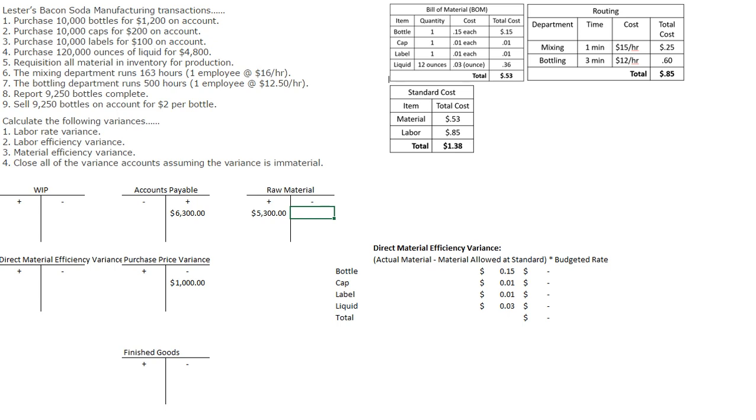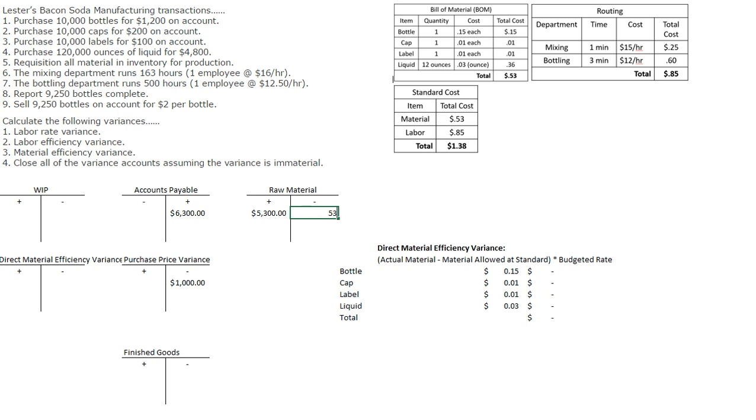So what happens is someone goes to the warehouse, says, I need all the material we have on the shelves, and it's $5,300. Okay, great. So we walk it out of the warehouse, we walk it on over to our manufacturing floor, and we put $5,300 into the manufacturing process, and that gets categorized as work in progress inventory. Okay, so that's requisitioning all the material.